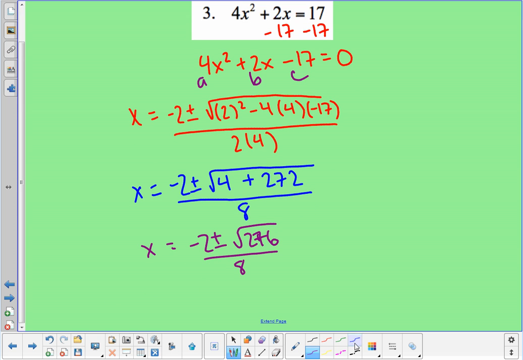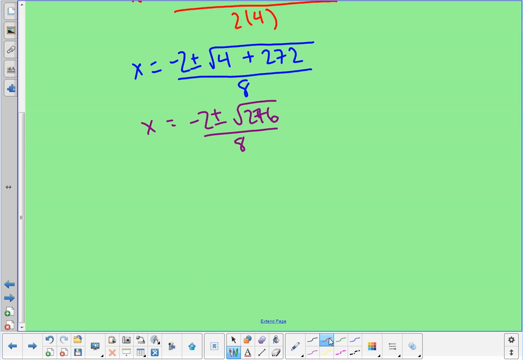Take the square root of 276. When I take the square root of 276, this is not a perfect square. So I need to round this one to a couple decimal places. So when I type this into my calculator, so I have negative 2 plus or minus, I'm going to round it to 16.61 and go from there. Notice, by the way, I still haven't done anything with the denominator of 8.